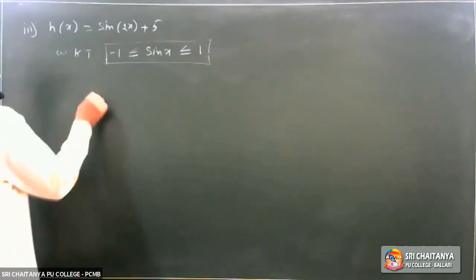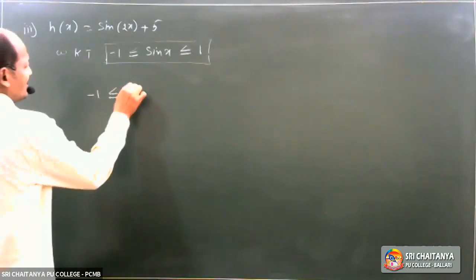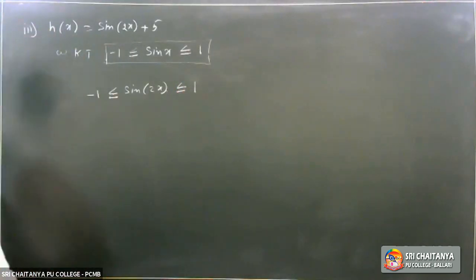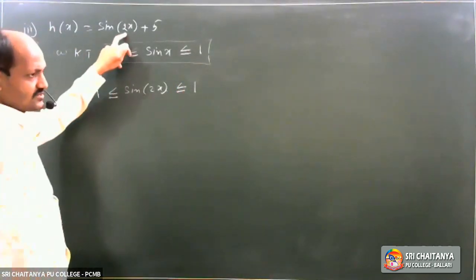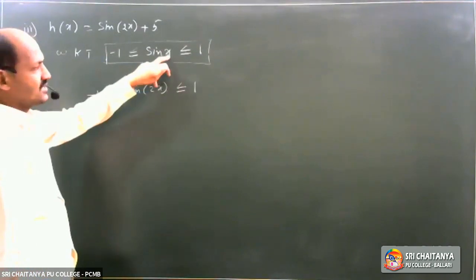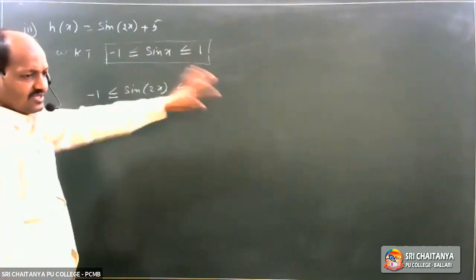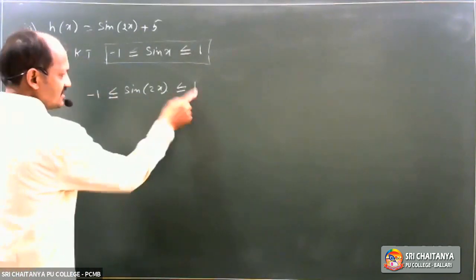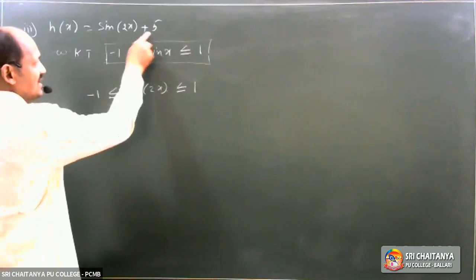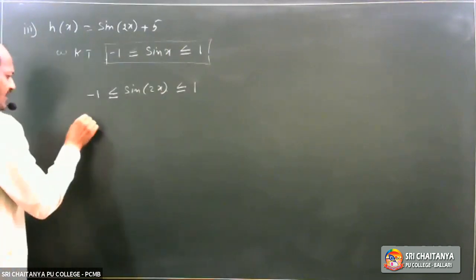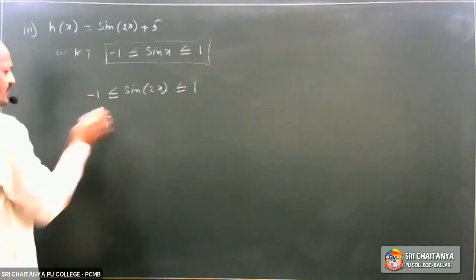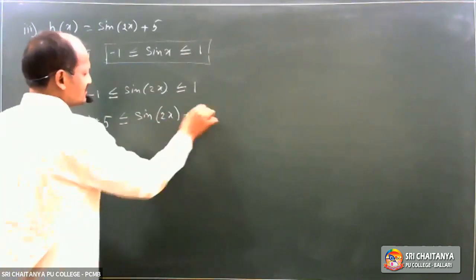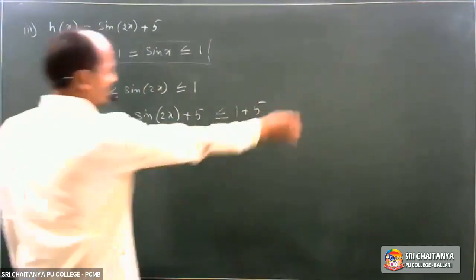So therefore, minus 1 is less than or equal to sine 2x, which is less than or equal to plus 1. Here, given sine of 2x, it is a standard condition. Instead of x, it can be any angle, but the maximum is plus 1, the minimum minus 1. Here we have plus 5. So minus 1 plus 5 is less than or equal to sine of 2x plus 5, which is less than or equal to 1 plus 5.